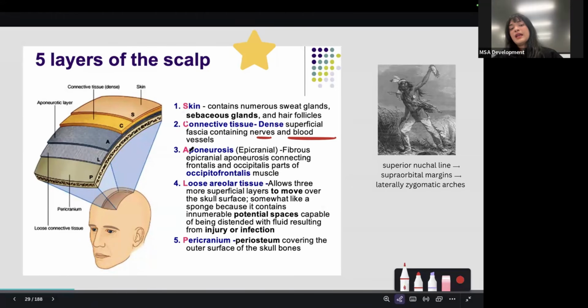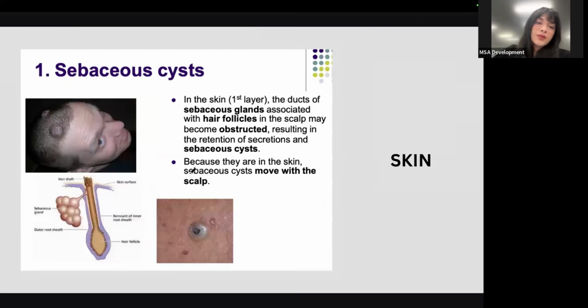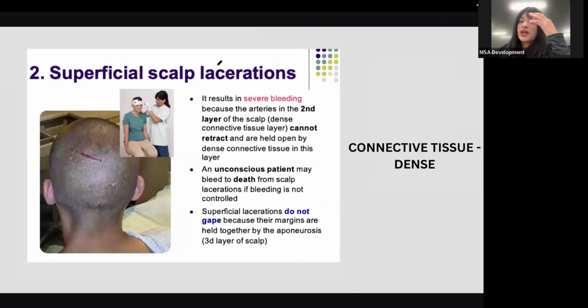So as you can see, SCALP, very important. Sebaceous cysts. This is in the skin, the first layer, because it contains the sebaceous glands. If those become obstructed, it's going to cause sebaceous cysts. If you move the skin, they're going to move with the scalp because it's in the skin. Then you have the superficial scalp lacerations.